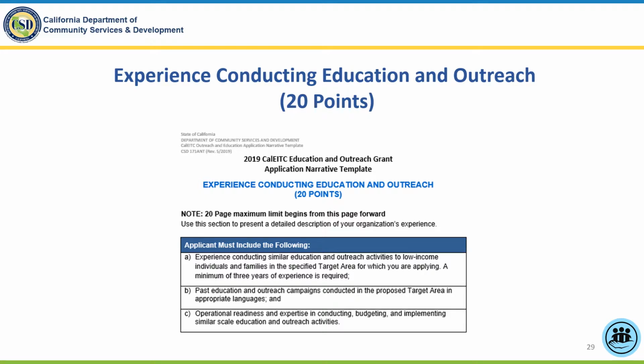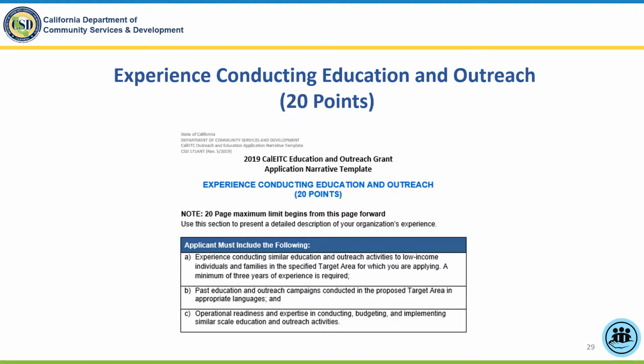Applicants will utilize the first section, Experience Conducting Education and Outreach, to provide CSD with information on an applicant's education and outreach experience. Applicants must provide as much detail as possible to show they possess the institutional framework necessary to conduct a successful education and outreach campaign in the target area selected. Provide information on activities pertaining to low-income individuals in your indicated target area and operational capacity to conduct such activities.